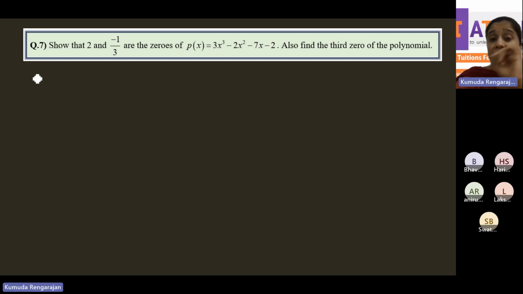So 2 and minus 1 by 3 are the zeros. Zeros meaning, when you find the value of P of 2 and P of minus 1 by 3, you should get 0. When you find P of 2, the answer should be 0. When you find P of minus 1 by 3, the answer should be 0. If you get the answer as 0, then 2 and minus 1 by 3 are zeros of P of x.